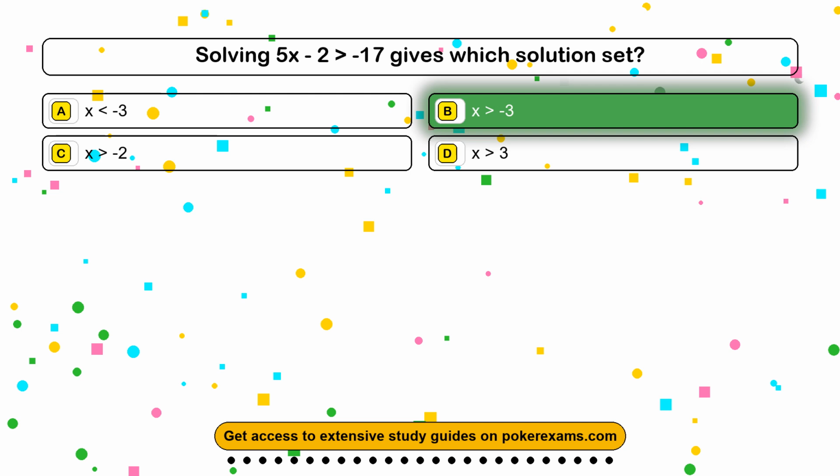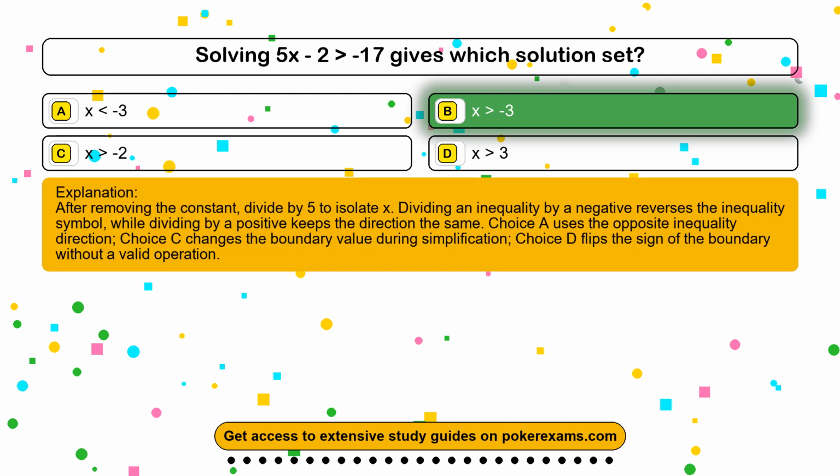The correct answer is option B, x minus 3. After removing the constant, divide by 5 to isolate x. Dividing an inequality by a negative reverses the inequality symbol, while dividing by a positive keeps the direction the same. Choice A uses the opposite inequality direction. Choice C changes the boundary value during simplification. Choice D flips the sign of the boundary without a valid operation.